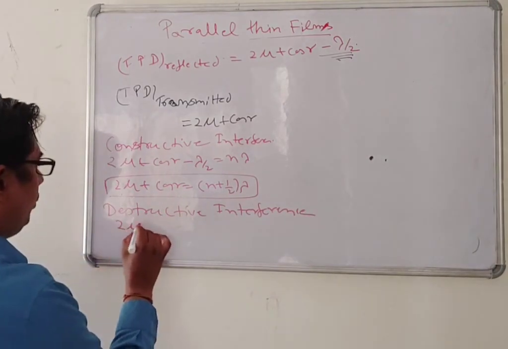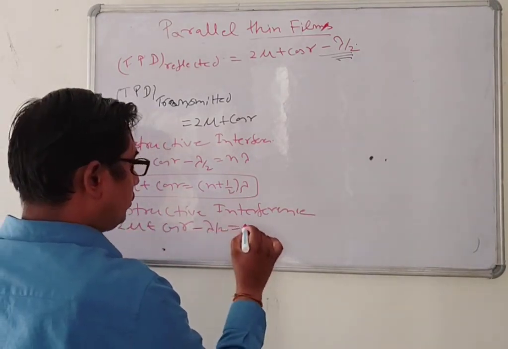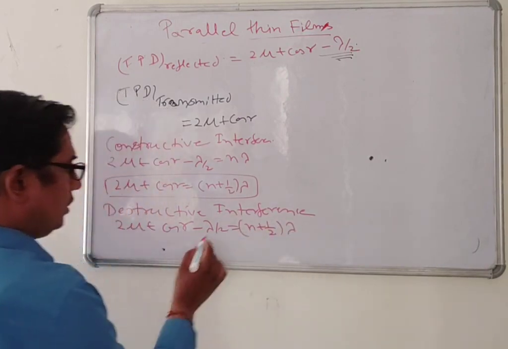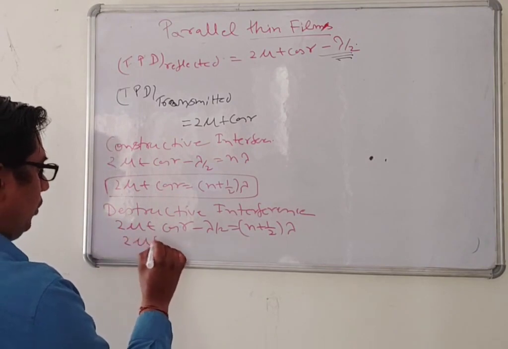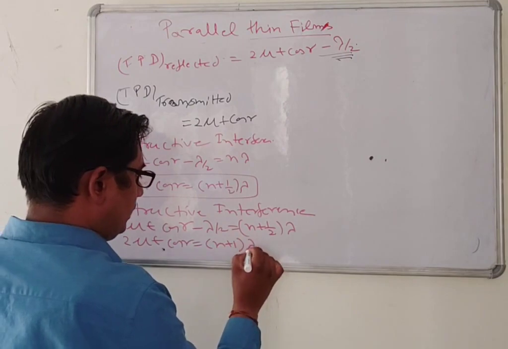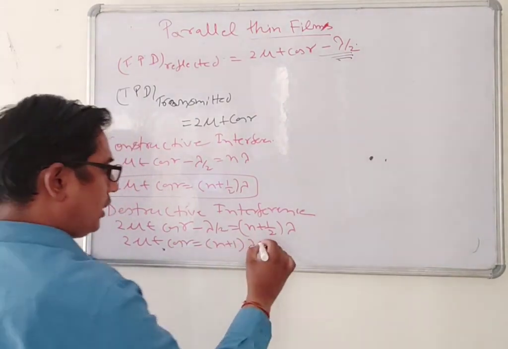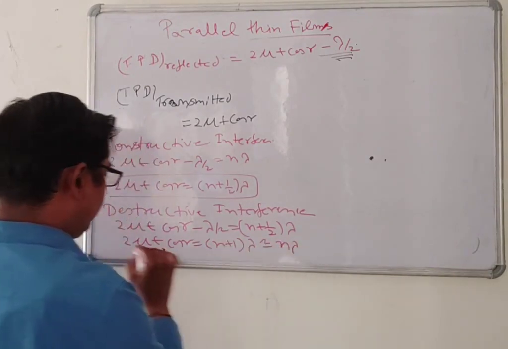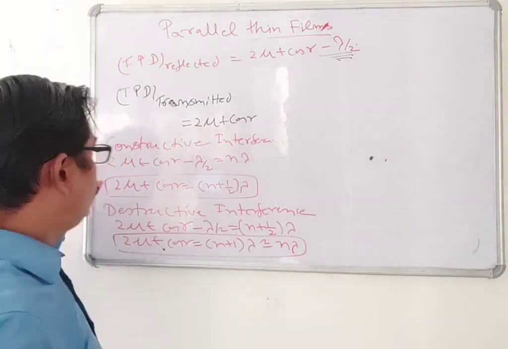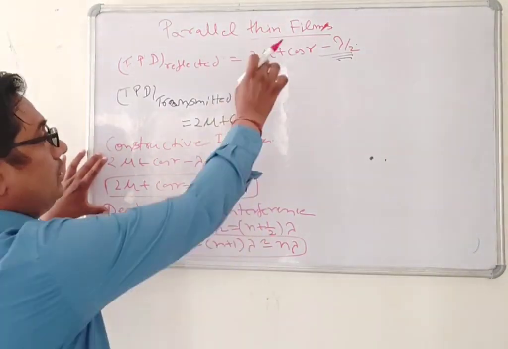And see, 2 mu t cos r minus lambda by 2 is equal to n plus half lambda. Then you will get 2 mu t cos r is equal to n plus 1 lambda, and 1 is also a number. When you add n plus 1, you can write it as n lambda, like that. This is a condition for the constructive and destructive interference in the case of the reflected light here.